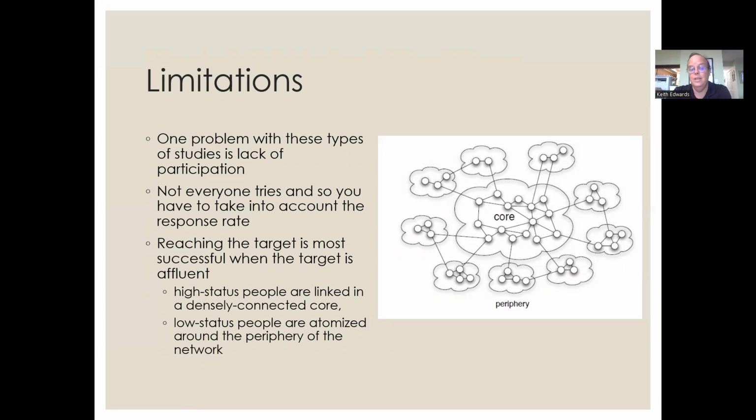And that's because high status people are linked into a densely connected core. Think about forwarding something all the way over to North Korea. You're probably more likely to reach Kim Jong-un than you are to reach somebody on the periphery in a small town. That's because low status people are atomized around the periphery of the network.